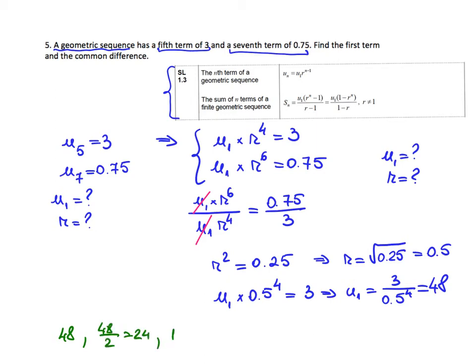The next term will be 12, the next term will be 6, then it will be 3, then it will be 1.5, then it will be 0.75, and so on. So first, second, third, fourth, fifth term is 3, correct? Fifth, sixth, seventh term is 0.75.